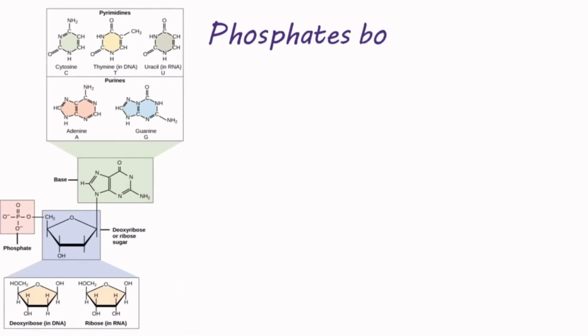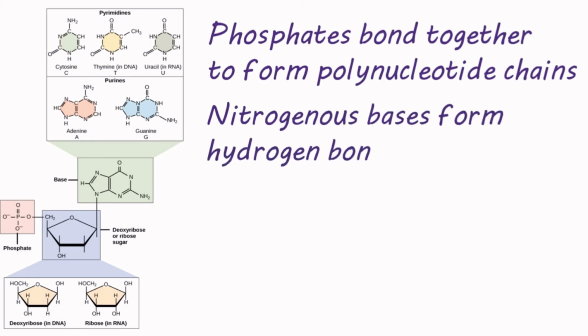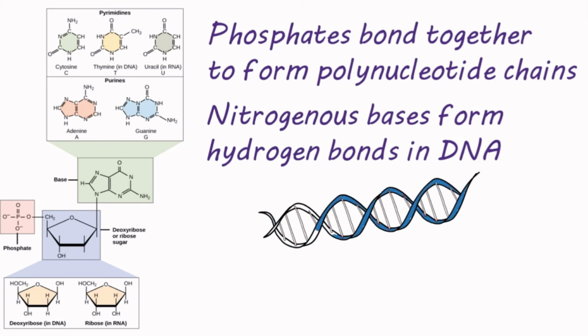The phosphate of nucleic acids bond together to form long polynucleotide chains, like RNA and DNA. The nitrogenous bases can form weaker hydrogen bonds, as they do between two strands of DNA. This bonding gives DNA its helical structure and allows it to perform many important functions.